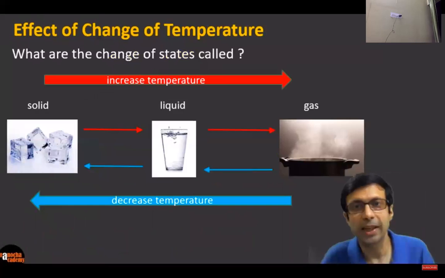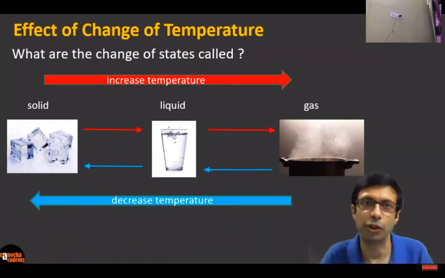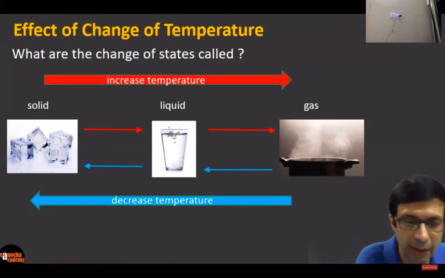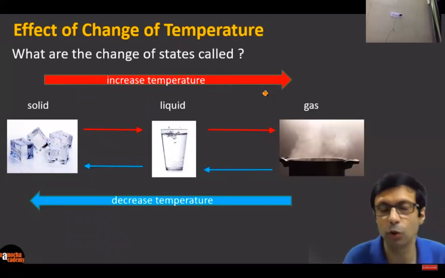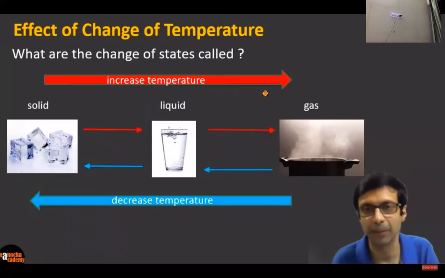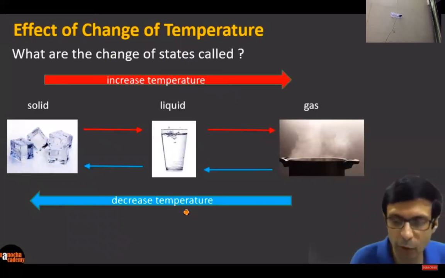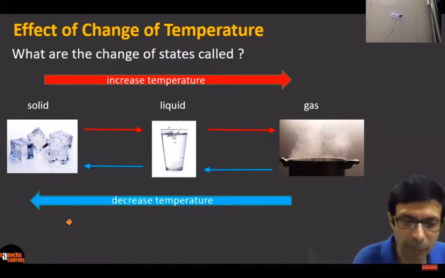Okay, so as we said, let's talk about the first way, by changing the temperature. If you look at this, if you go this way, by increasing the temperature. Note here, the red arrow means increasing the temperature, so by heating. And the blue arrow means cooling. Can you see the blue arrow here? That's decreasing the temperature.